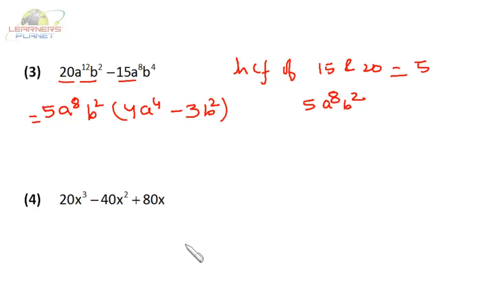Now let's see this question. First of all, we have to find out the HCF of 20, 40 and 80. It will be 20. I'm now directly writing it over here. And HCF of x cube, x square and x will be x. So we take 20x as common. Okay. Now 20x cube, if it is divided by 20x, we'll be getting x square, then minus 40 by 20 is 2, and x square by x is x, then plus 80 by 20 is 4, and x by x is 1. So this is the factorization of 20x cube minus 40x square plus 80x.